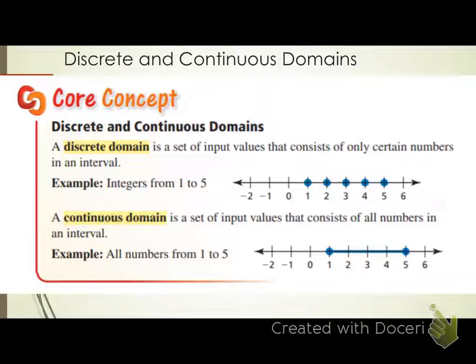So here, an example would be the integers from 1 to 5. The set of integers does not include any fractions or decimals. It's only the whole numbers. So if I want the set of integers from 1 to 5, I only have a point on 1, a point on 2, a point on 3, a point on 4, a point on 5, because those are the integers. No numbers between these numbers count as integers, because they're decimals or fractions. So there's only some specific numbers for that domain. So that would be called discrete. Does that make sense?